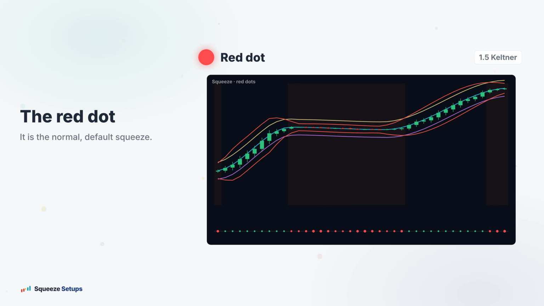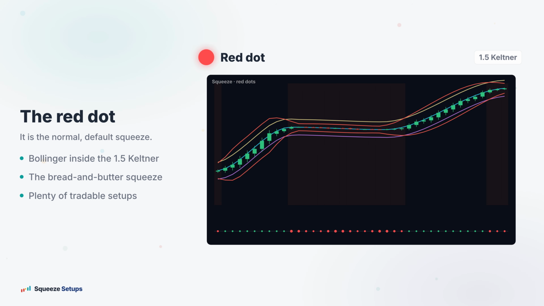Number 2 on the list is the red dot squeeze, and this is our normal default squeeze that most of us are used to. Now this tells us that we have our normal Bollinger Bands compressing with our normal default Keltner channel bands. This is the 1.5 NK factor.